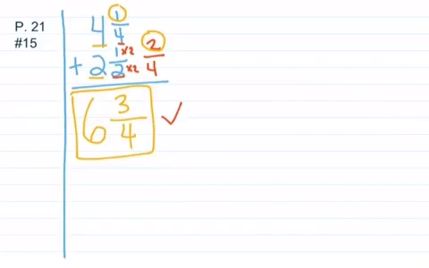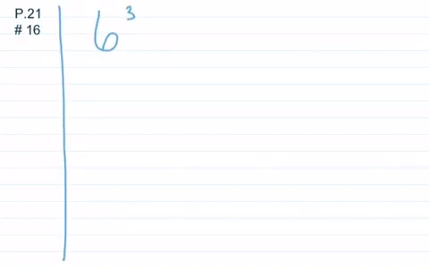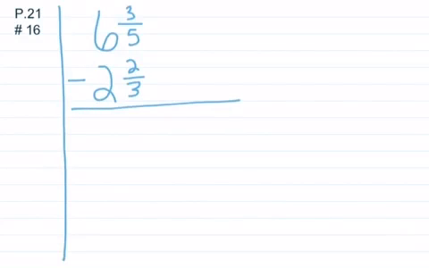Okay, so let's try a subtraction problem. This is page 21 in your book, number 16. And our problem is going to be 6 3/5 minus 2 2/3. So again, like last time, go ahead and pause, get some work done, and then you can compare.